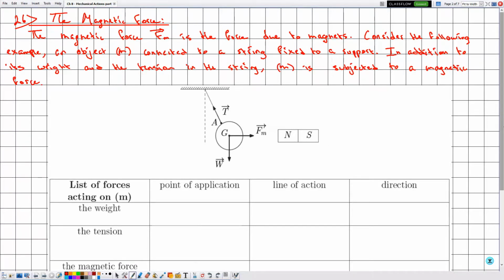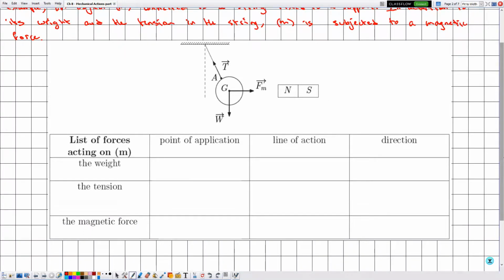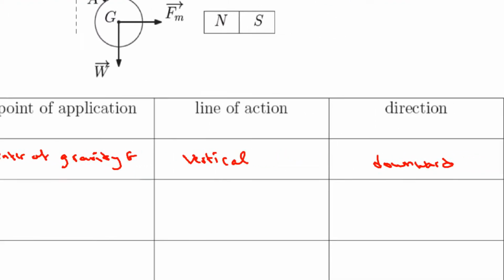Now let's complete the following table regarding the characteristics of these three forces, excluding the magnitude. Starting with the weight, as usual, the weight has three fixed properties. The point of application is the center of gravity G. The line of action is horizontal, and the direction is to the right. Sorry, the line of action is vertical, and the direction is downward. So always the weight acts on the center of gravity, vertical, downward.